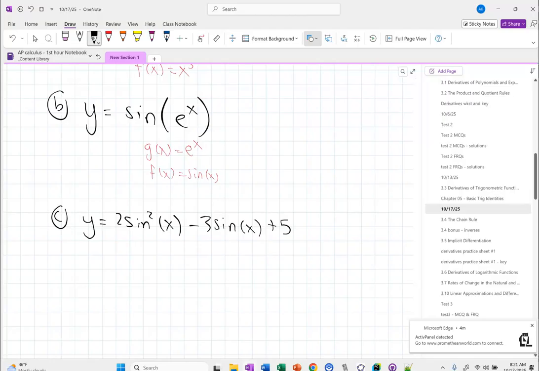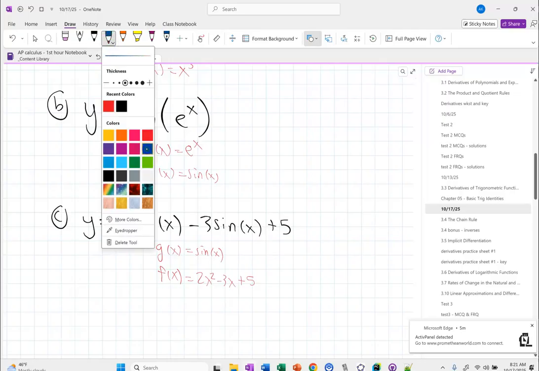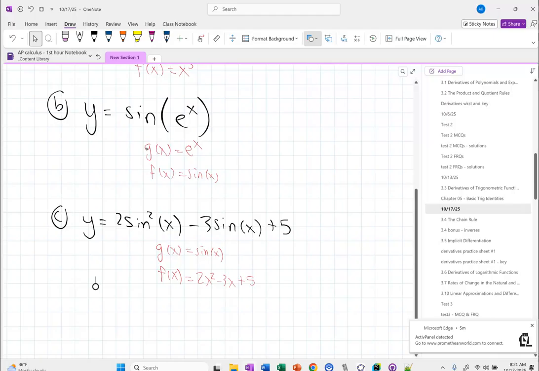What was that, Anthony? Good. So the inner is sine x. And the outer is 2x squared minus 3x plus 5. Or you could think about it another way. Does anybody see another way to think about this?